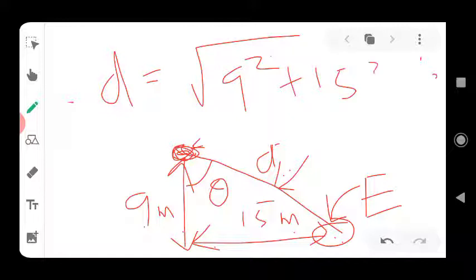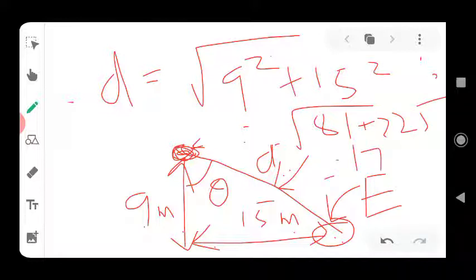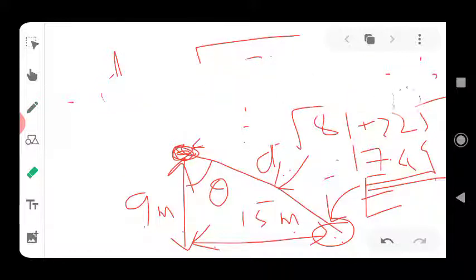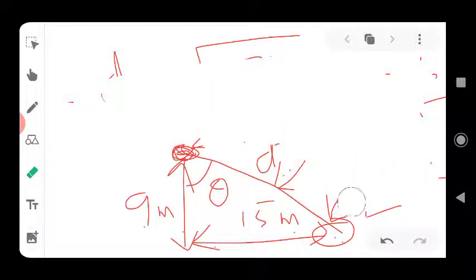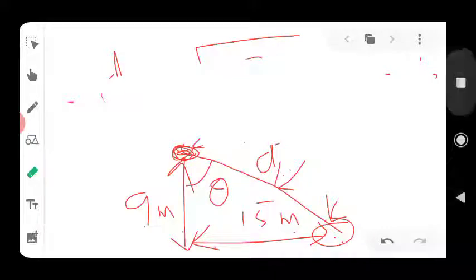D is equal to root of 9 square plus 15 square. So what is 9 square? 9 square is 81, plus 225. So we are getting around 17.49. You will get that, right? D will be getting around 17.49.